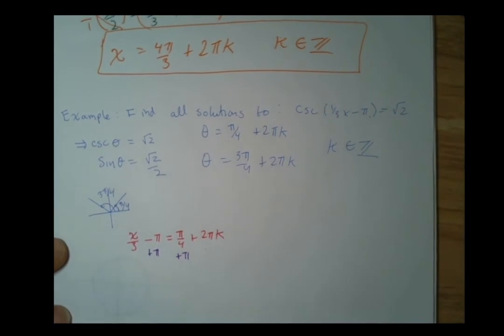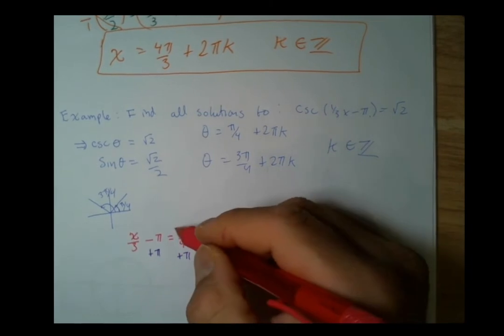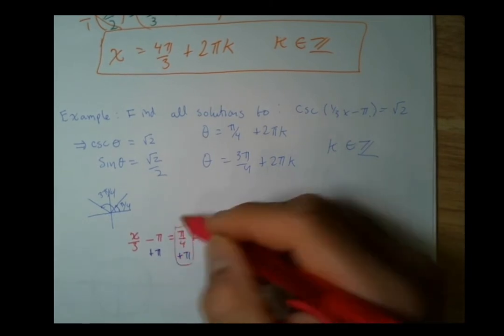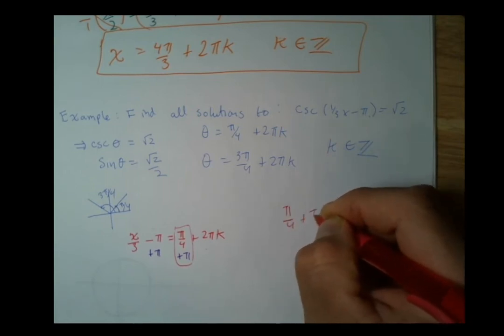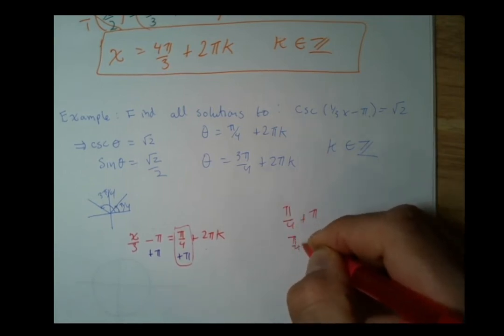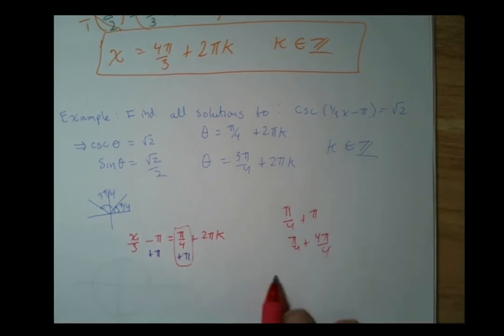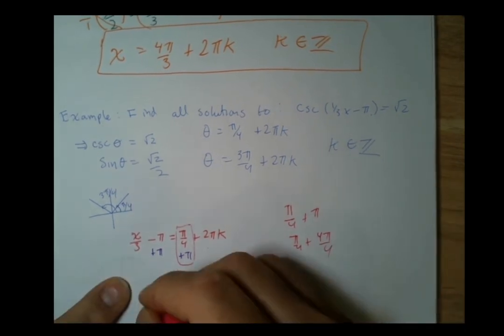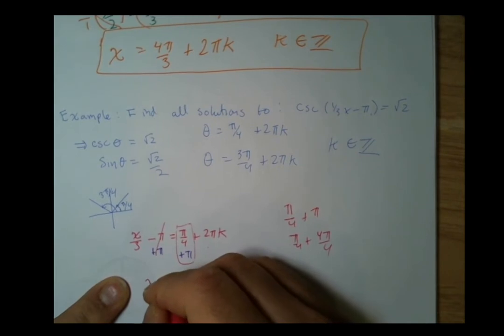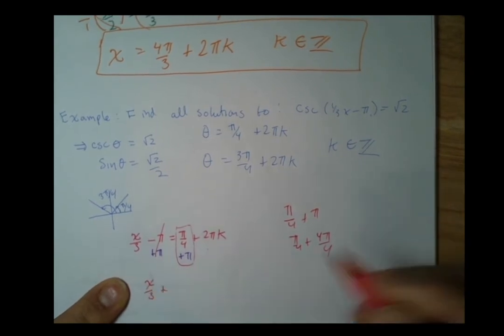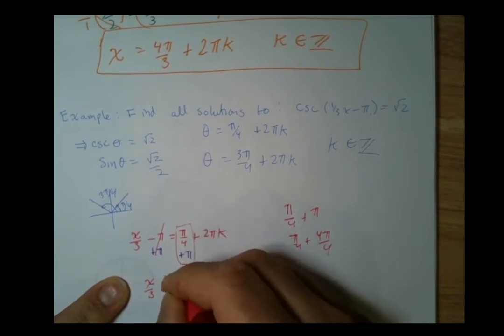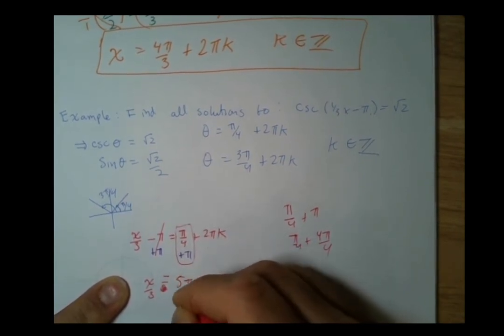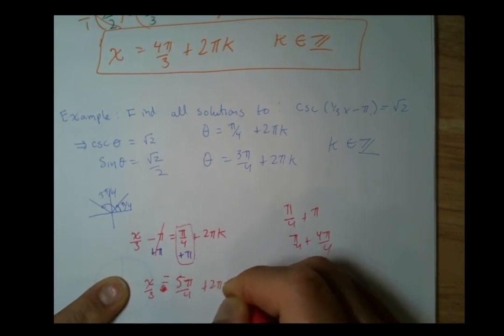Okay. All right, now when we're adding, we're just going to add the like terms, which are these two here. All right, remember, with fractions, pi over 4 plus pi is the same as saying pi over 4 plus 4 pi over 4, right? Common denominator. So our equation becomes, this is 0, you get x over 3 equals 5 pi over 4 plus 2 pi k.